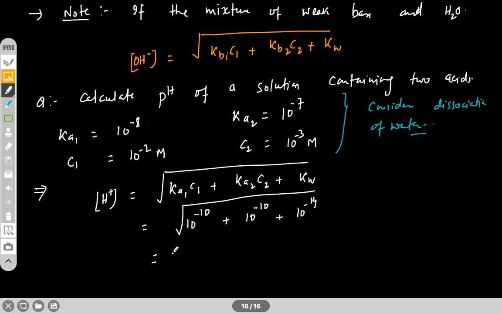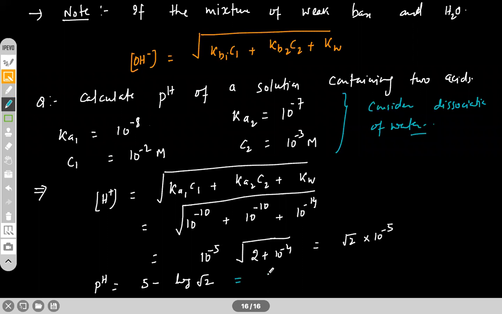So 10 to the power minus 10, we can take common here. So it is 10 to the power minus 5 outside this root, 1 plus 1, 2, 2 plus 10 to the power minus 4 here. This value is very small, we'll just ignore this. So it is root 2 into 10 to the power minus 5. Okay, so pH would be what? Minus log of H plus. So it is 5 minus log of root 2. So 5 minus log root 2 is what? 5 minus half of log 2. Log 2 is 0.30, so it is 0.15. 5 minus 0.15, 4.85 is the answer approximately we have.